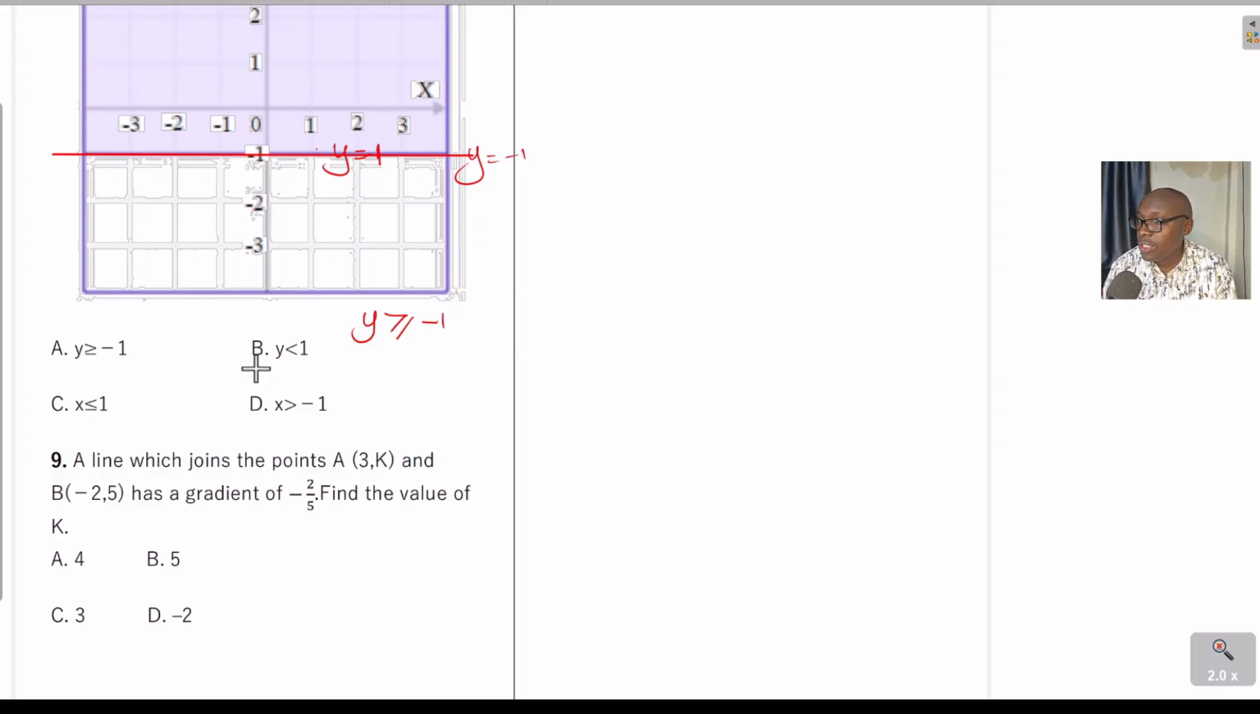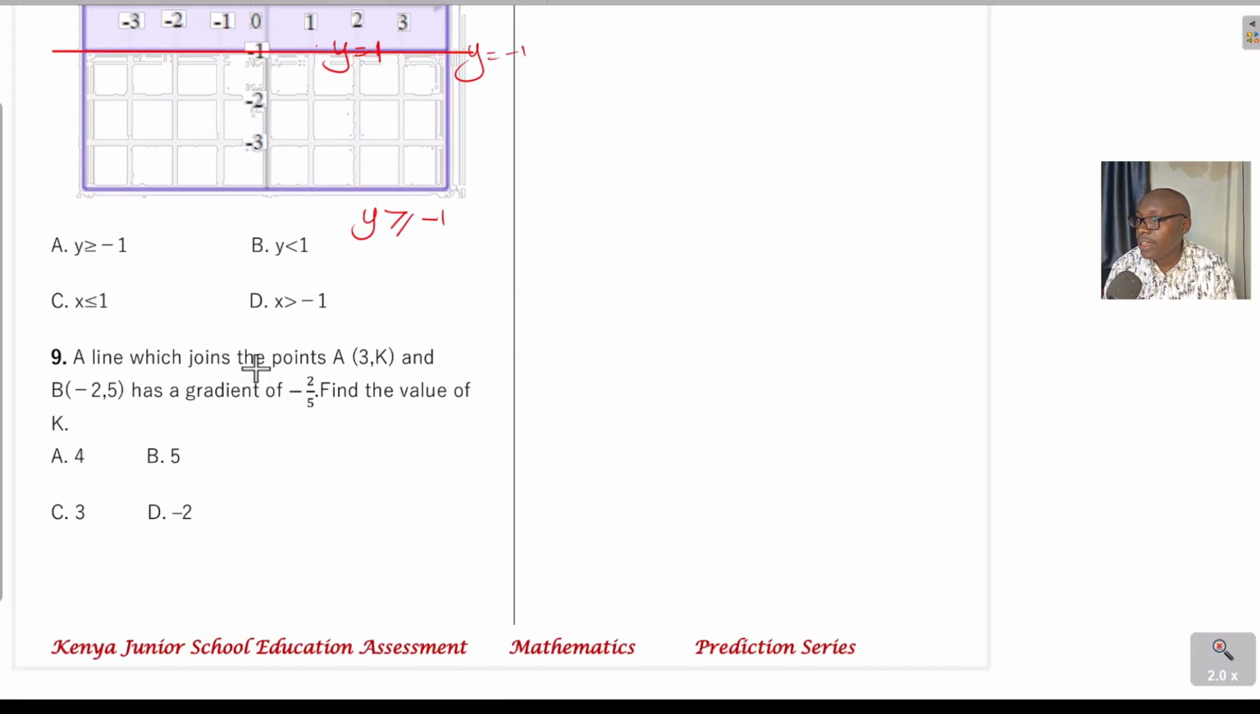A line which joins the points A(3, K) and B(-2, 5) has a gradient of -2/5. Find the value of K. So you have 2 points here. You have A, which is 3 and K, and you have B, which is -2, 5. We have the gradient as -2/5.